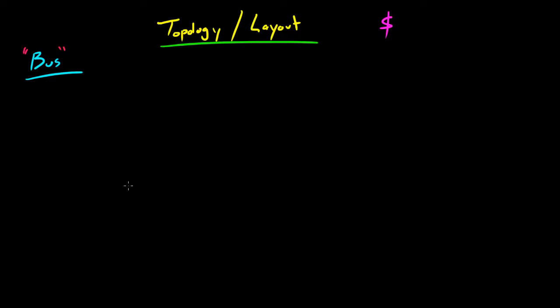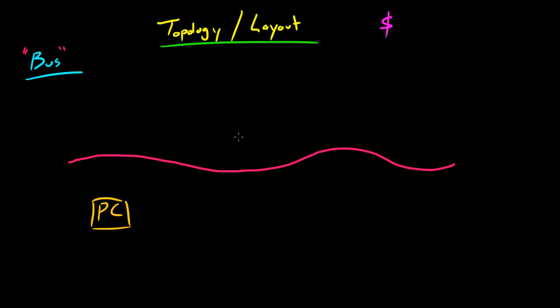Now, bus topology kind of looks like that. It has one main cable. We'll just say it's an Ethernet cable or something like that. And it's kind of like a long chain, and all of your devices are going to be connected along the way. So let's say you have a desktop, or we'll just say you have a PC right here. And we'll put another PC over here.